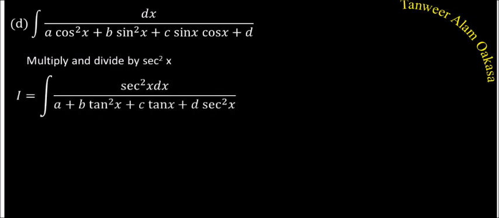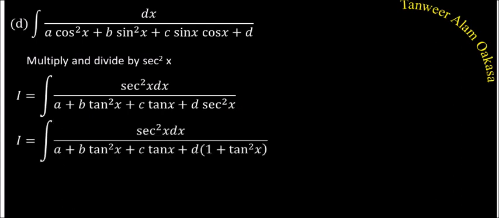Now cos square x into sec square x becomes 1, so I have a 1 here. Then sec square x into sin square x becomes sin square x upon cos square x, so this becomes tan square x. And sec square x into sin x cos x, one sec x gets cancelled with this, and sin x into sec x becomes tan of x, so I have tan of x here, and sec square x with dx. So everything in the denominator can be converted into terms of tan x. This sec square x can also be converted into terms of tan of x. So I get everything in terms of tan of x in the denominator, and in the numerator I have sec square x.